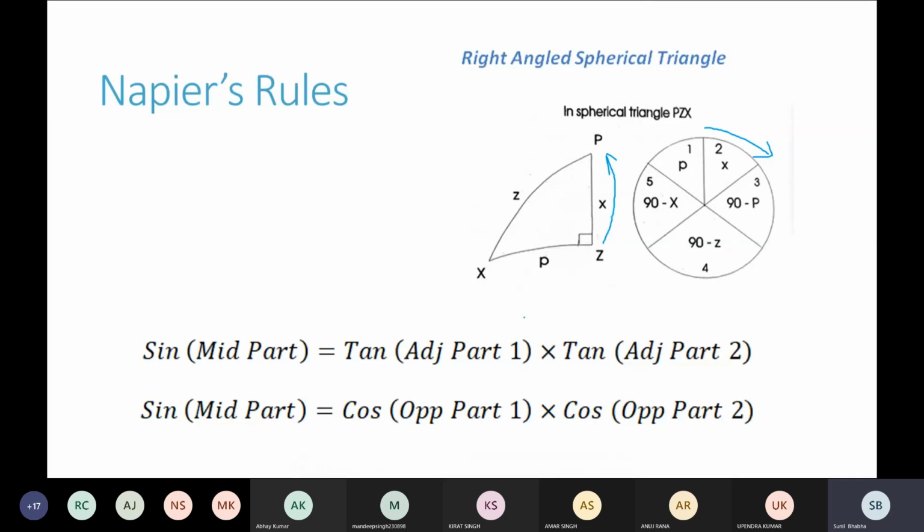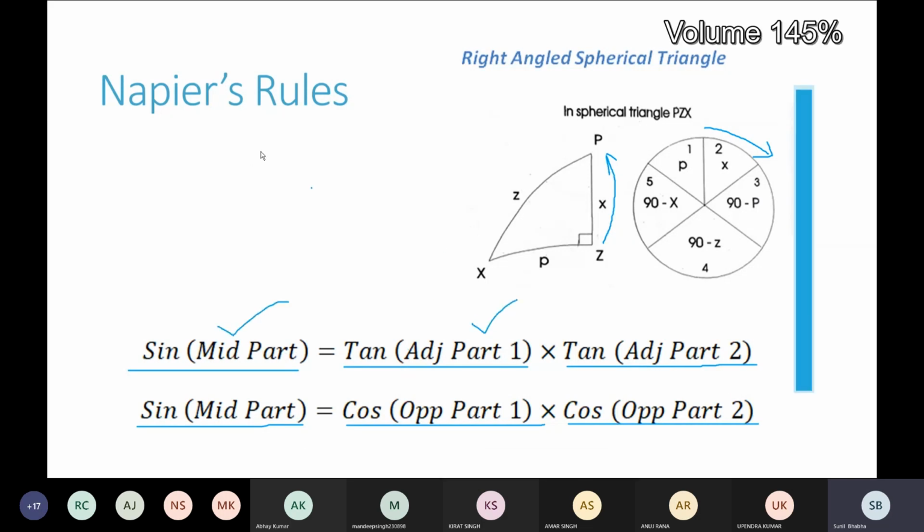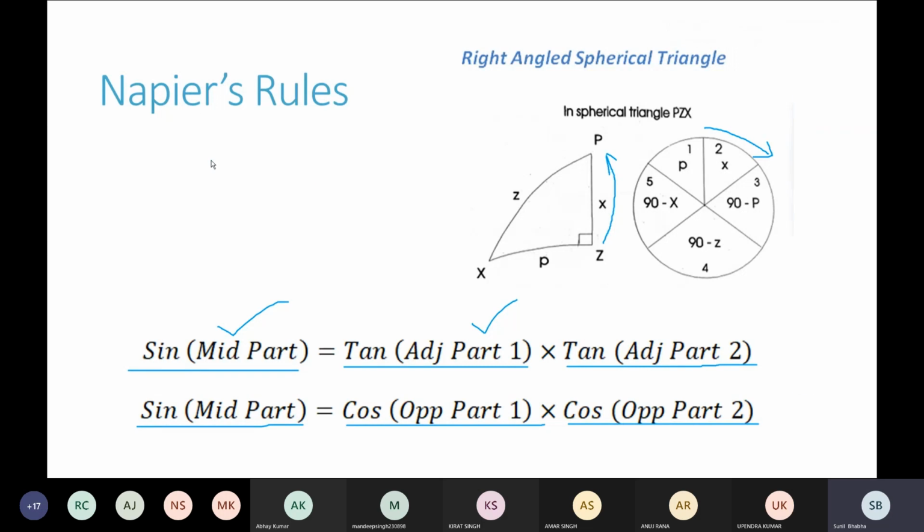Formula. There are two formulas which we apply. The first one is sine of the middle part is equal to tangent of adjacent part 1 multiplied by tangent of adjacent part 2. The second one is sine of the middle part is equal to cos of opposite part 1 multiplied by cos of opposite part 2. So what do we understand by these middle part and adjacent part? Let's understand.